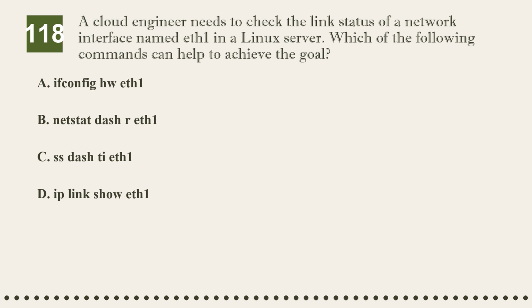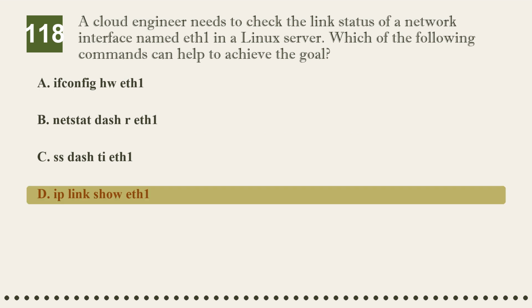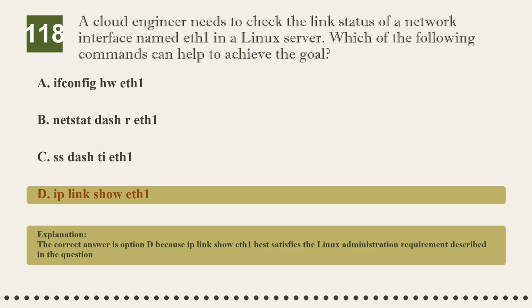Question 118. A cloud engineer needs to check the link status of a network interface named eth1 in a Linux server. Which of the following commands can help to achieve the goal? Option A, ifconfig hw eth1. Option B, netstat -eth1. Option C, ss -ti eth1. Option D, ip link show eth1. The correct answer is option D, ip link show eth1. The correct answer is option D because ip link show eth1 best satisfies the Linux administration requirement described in the question.